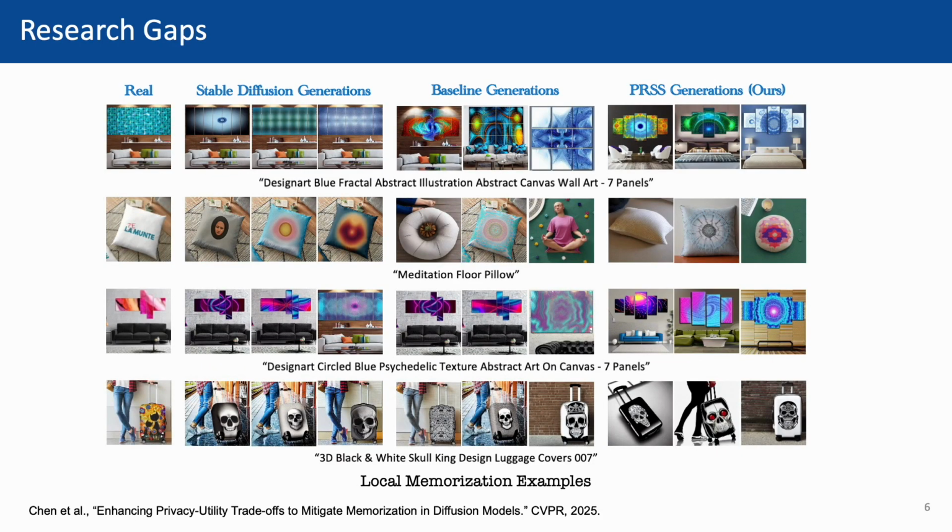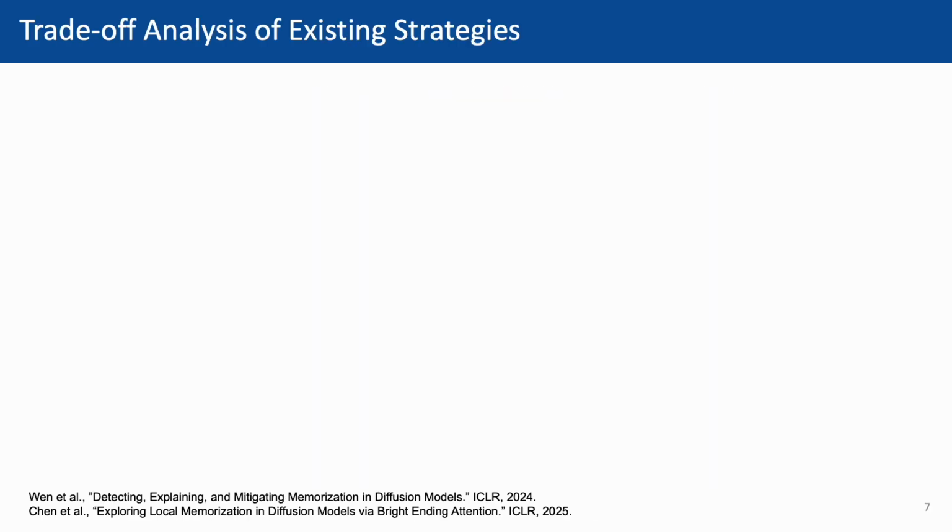The previous examples focused on global memorization, so in this slide we present additional examples of local memorization, and once again, our method is able to reduce memorization effectively while still preserving high utility in the generated outputs. Okay, now that we've seen some qualitative examples of existing strategies struggling with suboptimal privacy-utility trade-offs, let's take a deeper look at the equations and analyze why this trade-off tends to be suboptimal.